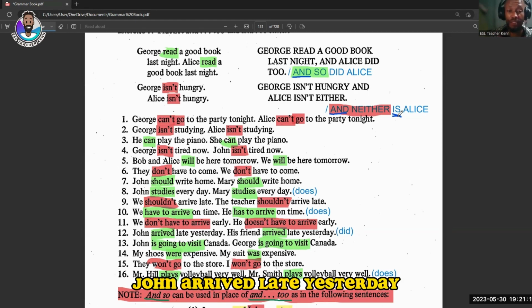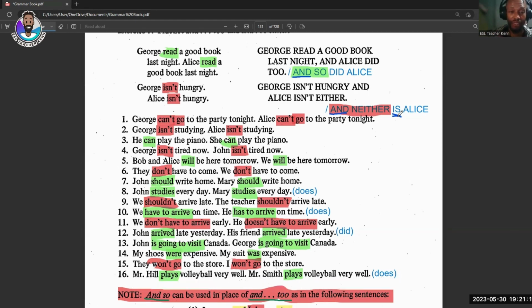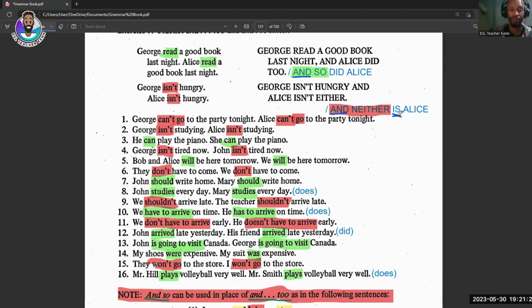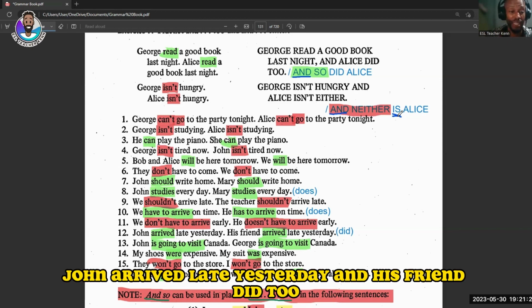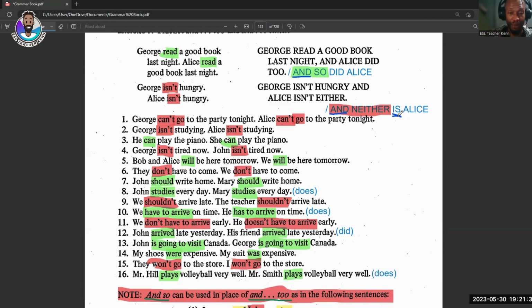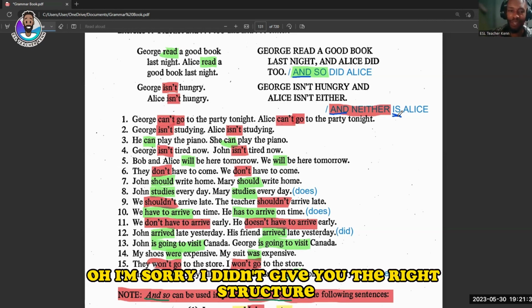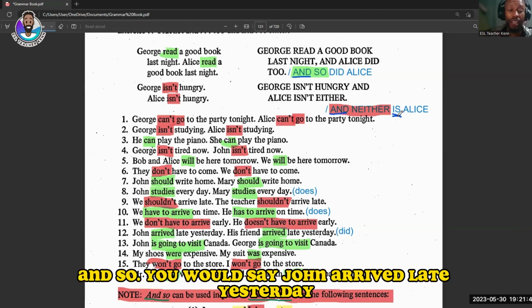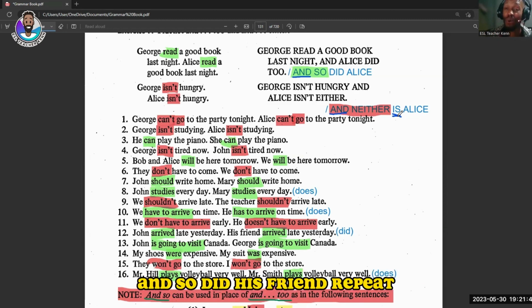John arrived late yesterday. His friend arrived late yesterday. John arrived late yesterday, and his friend did too. Oh, I'm sorry, I didn't give you the right structure. I'm sorry, let me repeat number 12. Using and so, you would say, John arrived late yesterday, and so did his friend. Repeat.